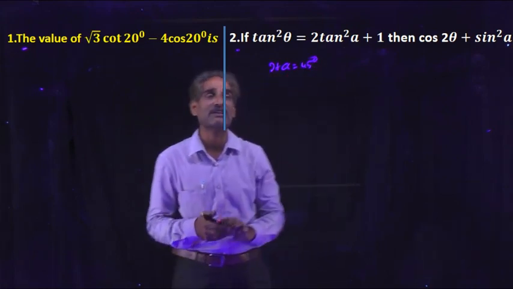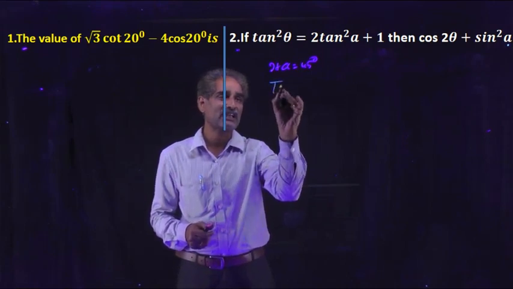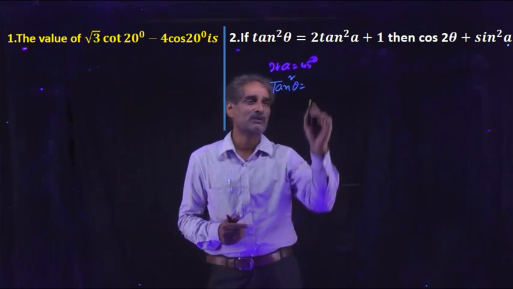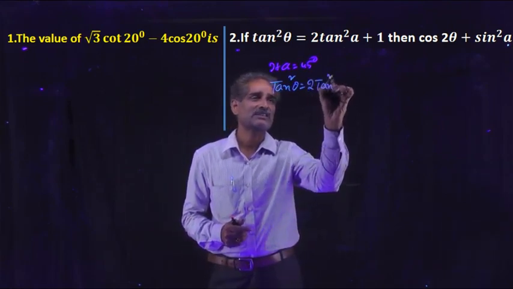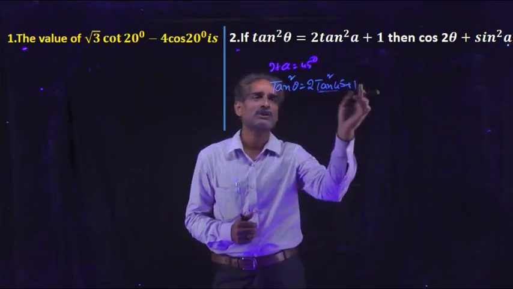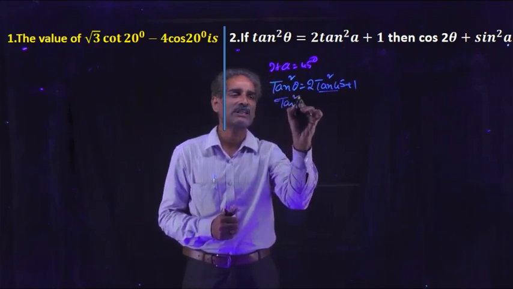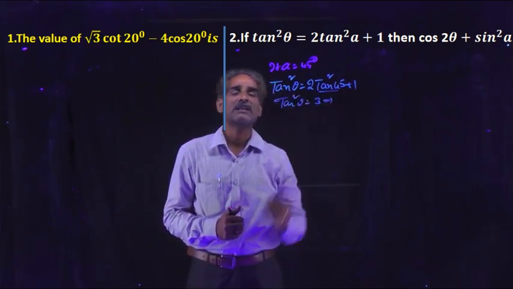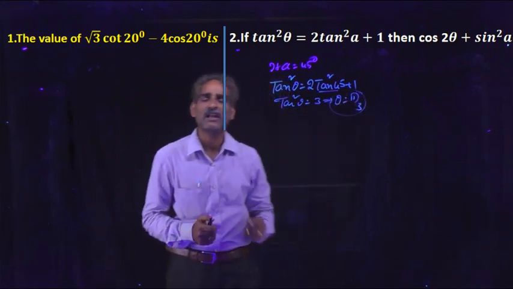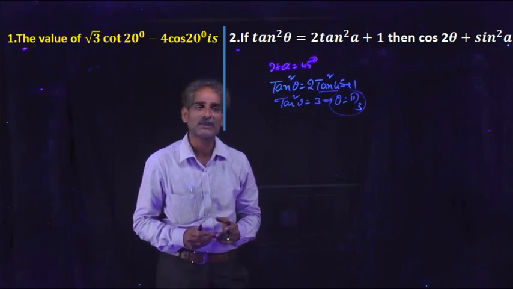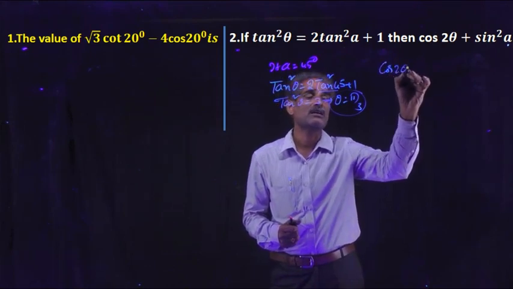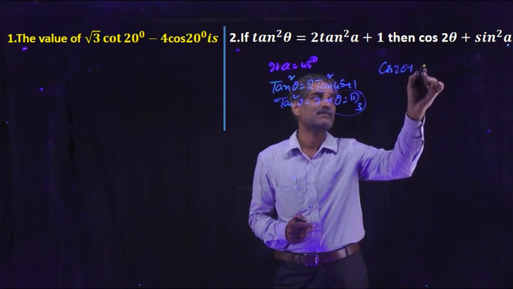What will happen in the given equation? Tan square theta is equal to 2 into tan square 45 plus 1. You know that tan square 45 is 1, so 2 plus 1 is 3. Tan square theta is equal to 3. From this, tan theta equals root 3, so theta is equal to 60 degrees, otherwise pi by 3. We have to find the expression value, that is cos 2 theta plus sin square a.